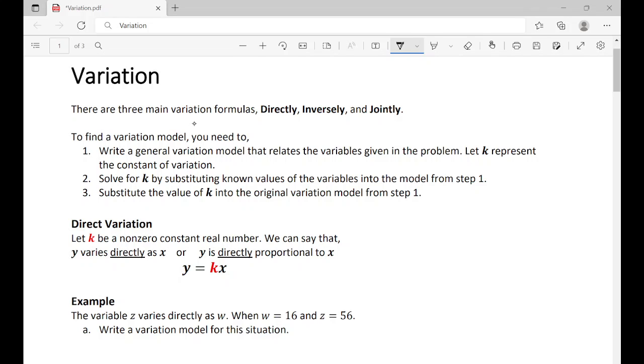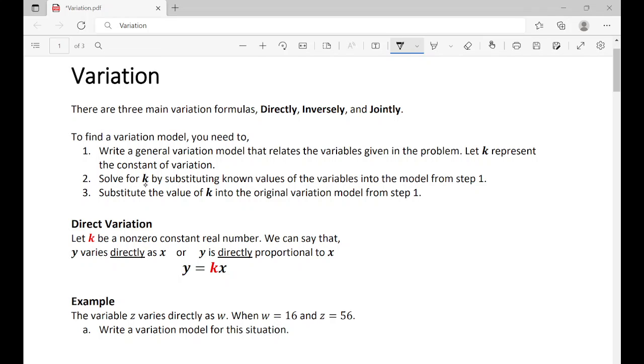There are three main variation formulas: directly, inversely, and jointly. To find a variation model, you need to: 1. Write a general variation model that relates the variables given in the problem, and then let k represent the constant of variation.